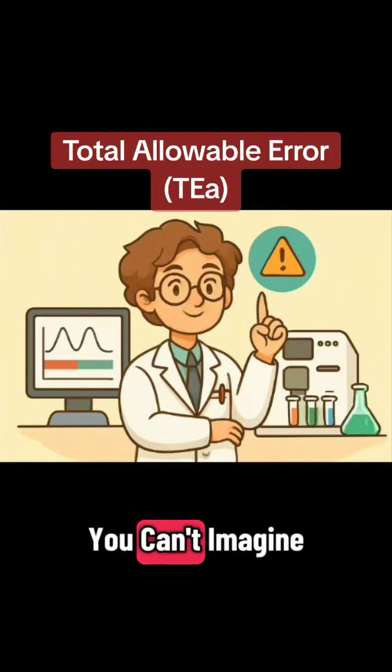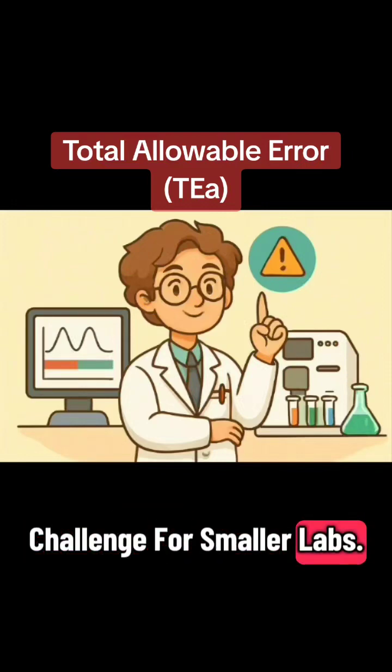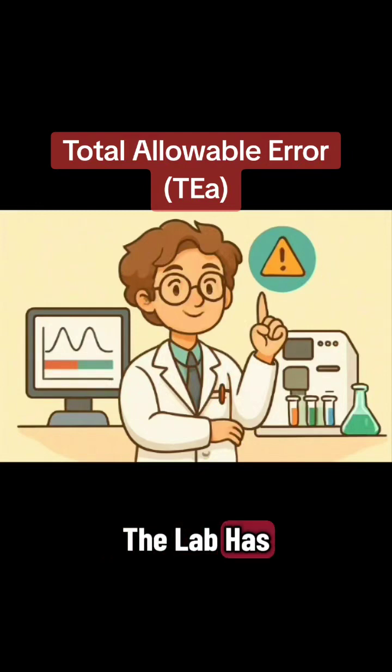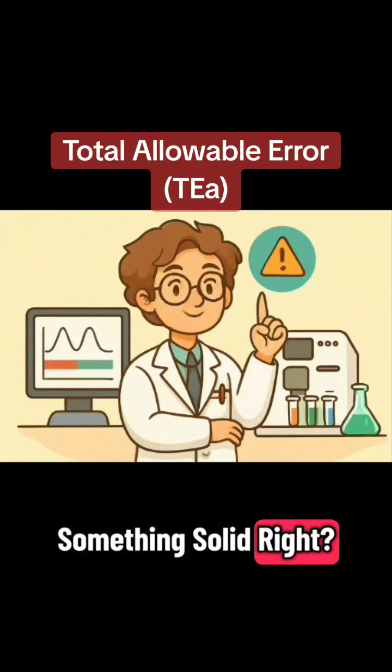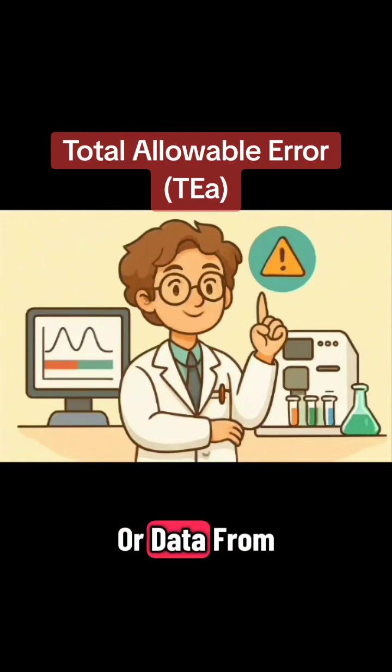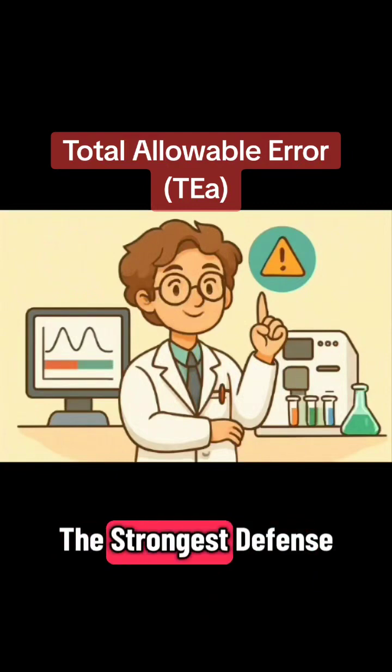But what if you can't? I imagine that's a real challenge for smaller labs. It is. And in those cases, the lab has to define and justify its own internal limits. The key thing here is that an internal TEa has to be defensible. You can't just pick a number. So it has to be based on something solid. Right. On the medical significance of the test or data from a previous high-quality method. But external limits are always the strongest defense in an audit.